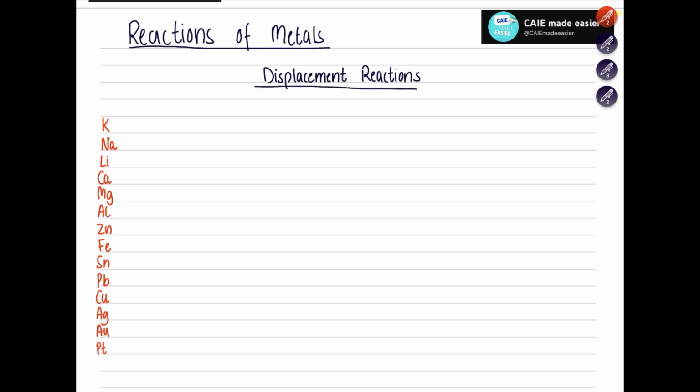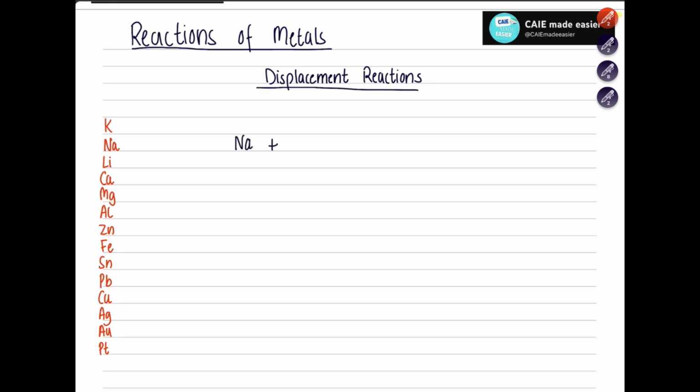For example, if we have sodium, and this is allowed to react with zinc oxide. Now, where is sodium in the reactivity series? Sodium is here. What about zinc? Zinc is at the bottom. Since sodium is more reactive than zinc, sodium is going to replace the zinc and form Na2O, and zinc will be separated. So this would be Na2O, and we get 2 sodium, and this is balanced.